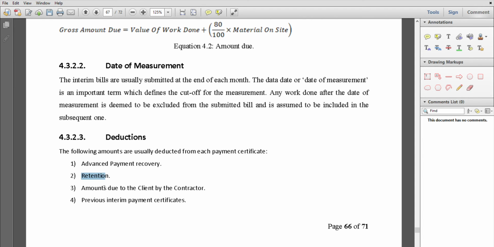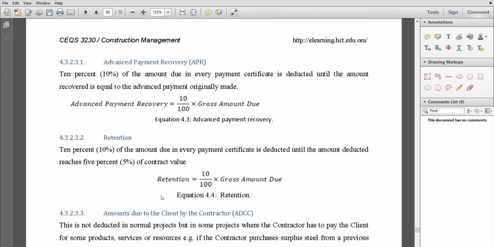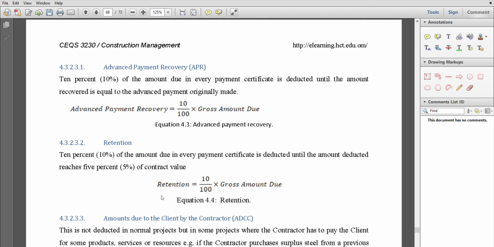And also the retention payment. Also deducted is any amount due to the client by the contractor: if there is something due to the client by the contractor, the contractor has to pay it. And the previous interim payment certificates that we have seen before. So you have your cumulative quantities amount, and you deduct up to the previous amount, then you will get this month's amount.